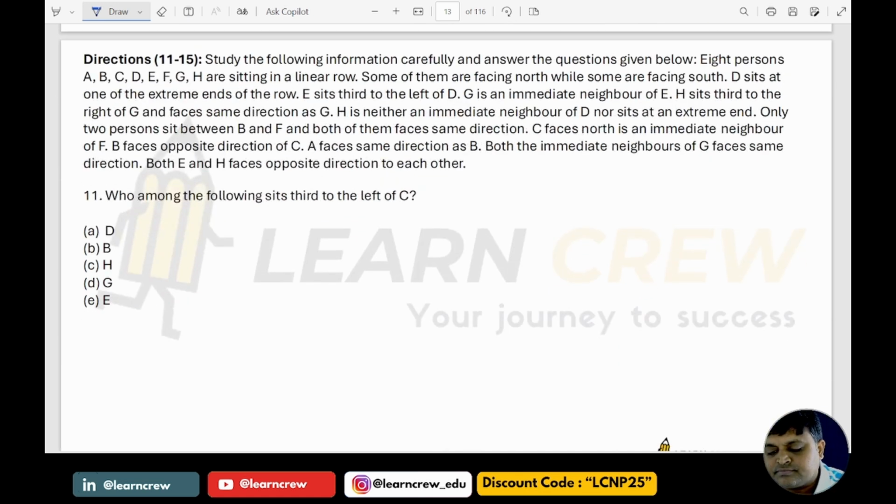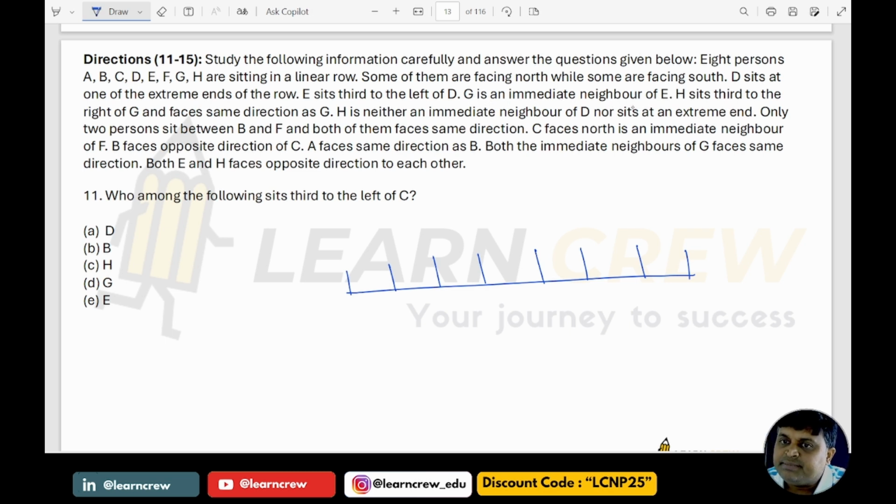See what is given. 8 persons A, B, C, D, E, F, G, H are sitting in a linear row. So it is a linear arrangement. 1, 2, 3, 4, 5, 6, 7, 8. Some of them are facing north, some are facing south. D sits at one of the extreme ends of the row. E sits third to the left of D.